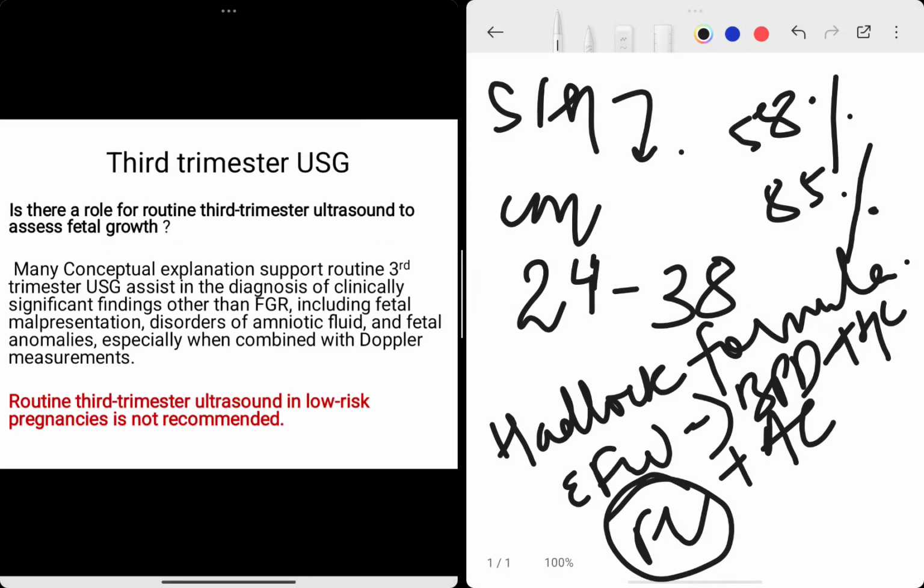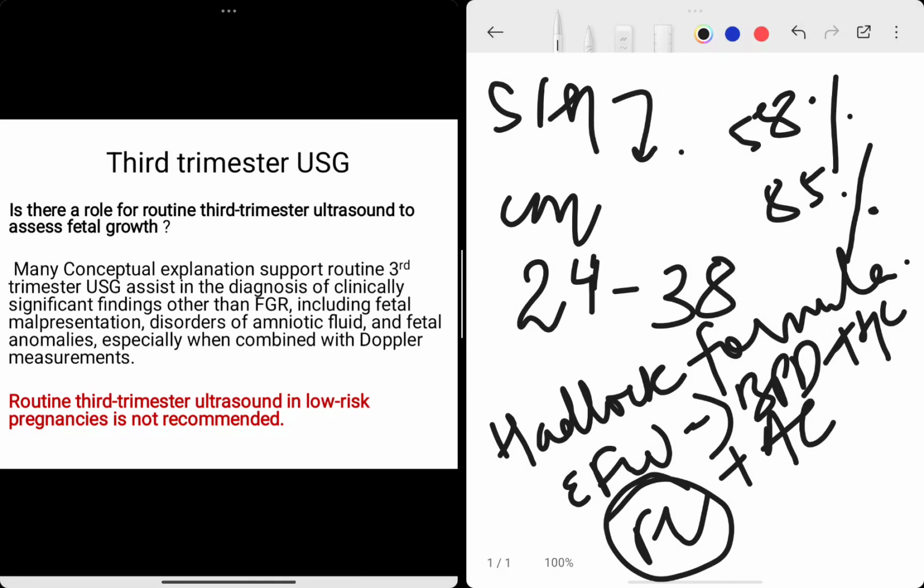Now coming to the third trimester USG, routinely we do not advise the third trimester ultrasound to assess the fetal growth, but if needed, or if you are suspecting fetal growth restriction or decreased liquor or abnormal growth or Doppler abnormality, then you have to advise it also. Now there are certain indications or uses of the third trimester scan. What are the indications? So presentation can be checked. It can also be checked through palpation, but ultrasound offers confirmation.